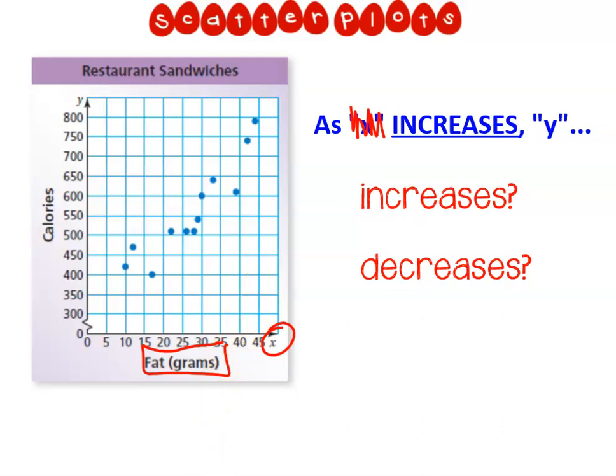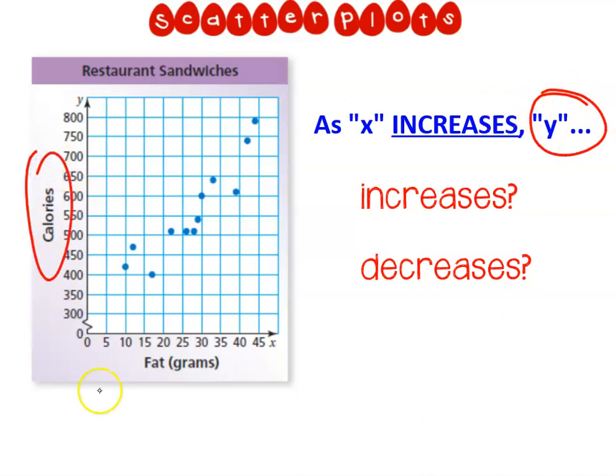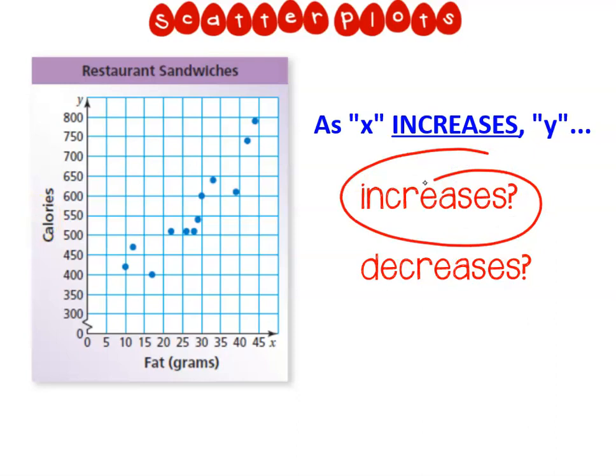So if I were to start describing this graph, I would start by saying, as the fat grams increase, and then instead of the letter Y, I would use the label from the Y-axis. So as the fat grams increase, the calories also increase.